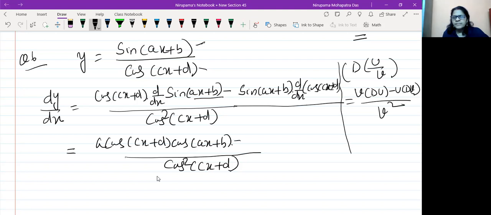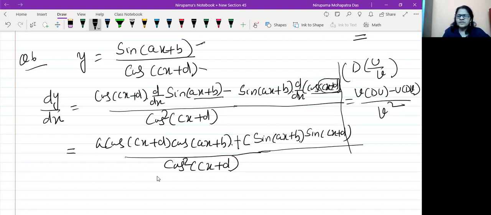Minus, here it is sin ax plus b, into d by dx of cos cx plus d. So cos cx plus d is a function of cx plus d. First, cos cx plus d with respect to cx plus d, that is minus of sin cx plus d, into cx plus d with respect to x, that is c. Okay. So in this way you can differentiate any function of your choice.